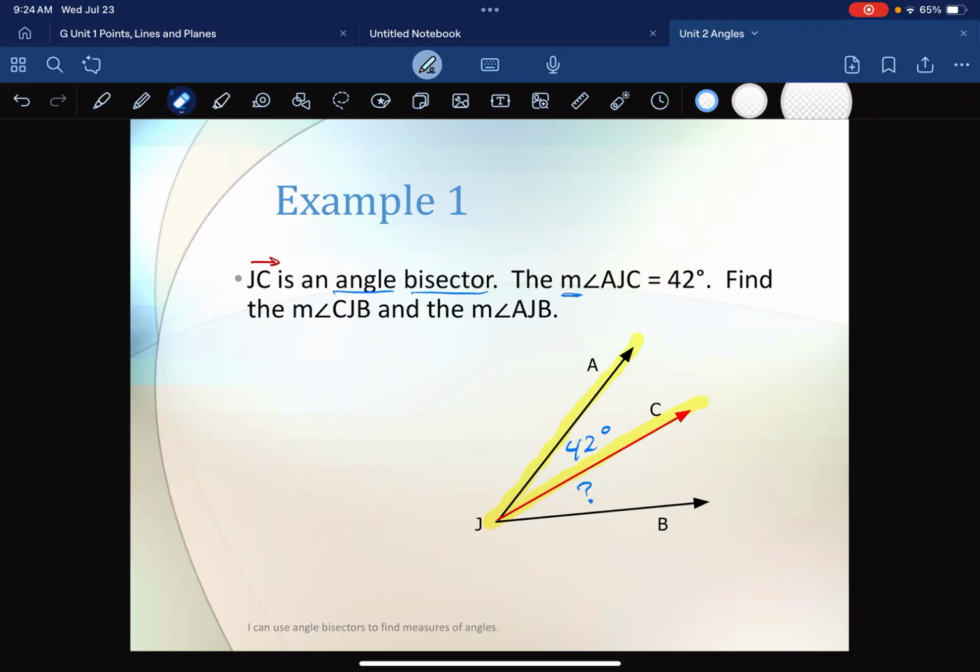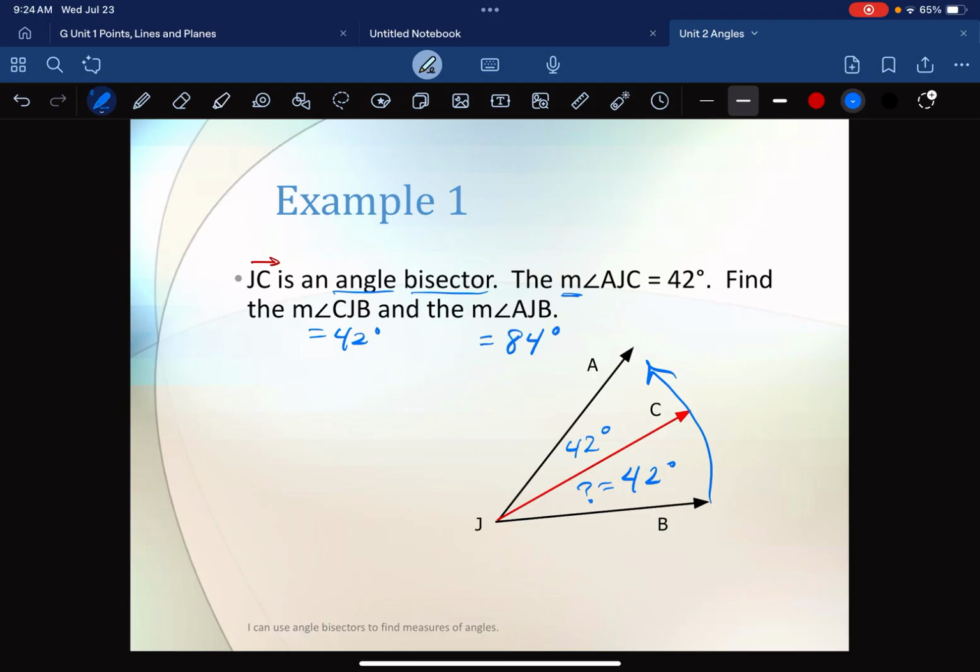So now they're asking for two different angles because in this picture there are actually three angles. There's the large angle AJB that they want you to find the measure of. There's one small angle AJC that is 42. Therefore, angle CJB must also equal 42. Okay, like that. Well, then you can see that the entire angle would just be both of those two added together. So 42 plus 42 gives us the measure of angle AJB, or 84.